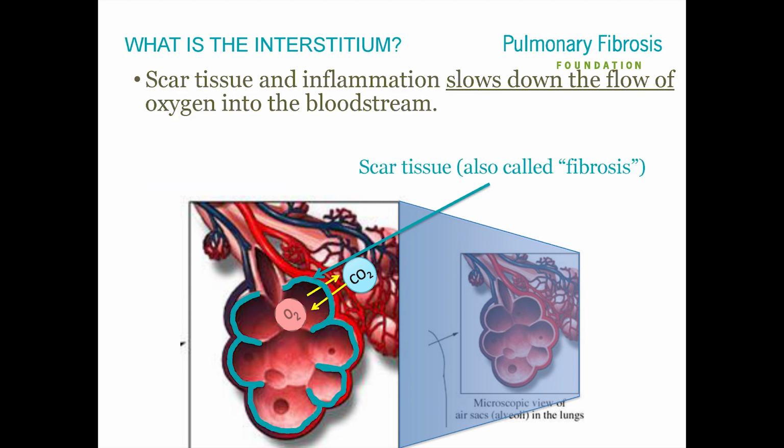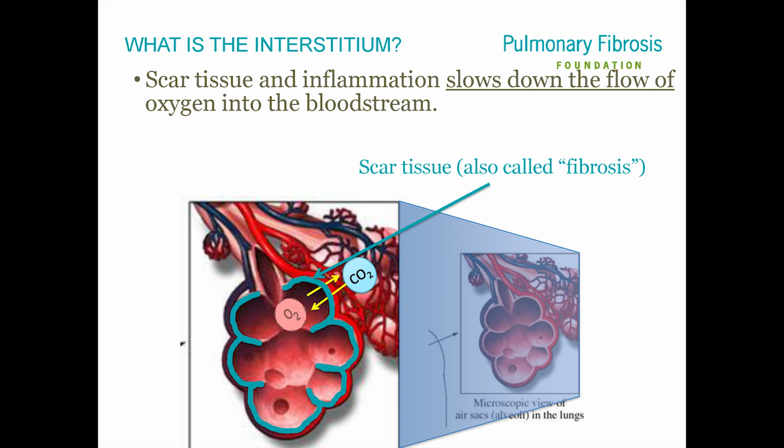Now, if there is a buildup of scar tissue, which here is in this teal color, these thickened walls here, it's going to make it much harder for oxygen to get into the bloodstream. And this is the primary problem in pulmonary fibrosis.